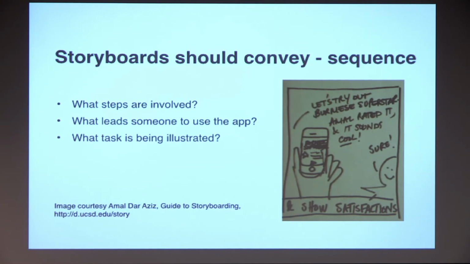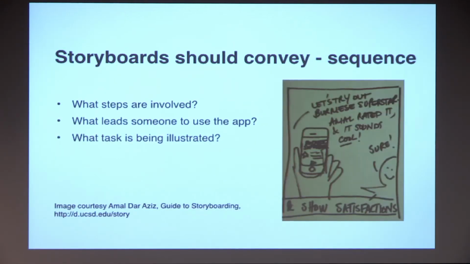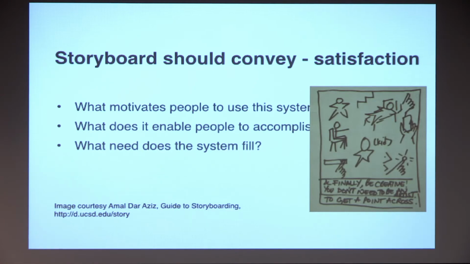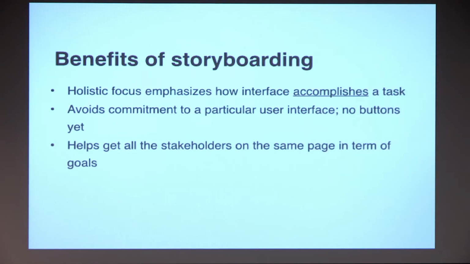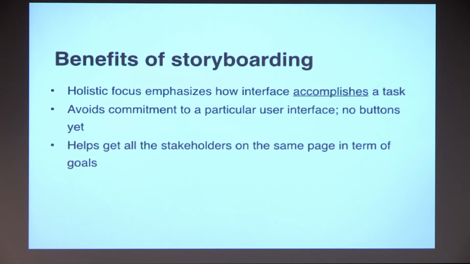And then you have a sequence, and this is a really high-level sequence. We're not yet at the level of select the fourth item from the drop-down and all that stuff. Just very high level, what happens, and then how do you get to the satisfaction. So, holistic focus, not a particular UI yet. And it's great because it gets everybody on the same page. One of the great challenges of design teams is that at the outset, everybody has a completely different thing in their minds about what the design is going to be.